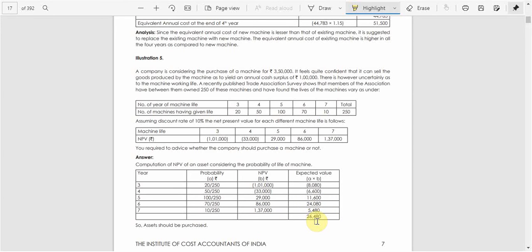If you add all these values, you will get 26,480. So we are getting a positive expected value. The decision is that the asset should be purchased, because if we get a loss or negative value, then we should ignore it. Otherwise, as we are getting 26,480 as a positive value, we can go for it. So this is the problem here.